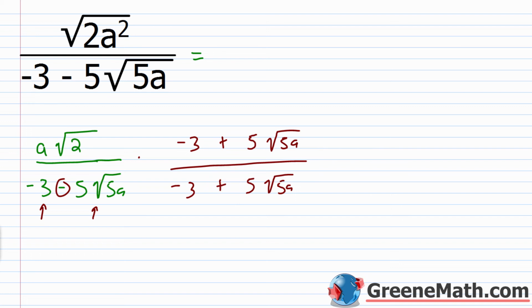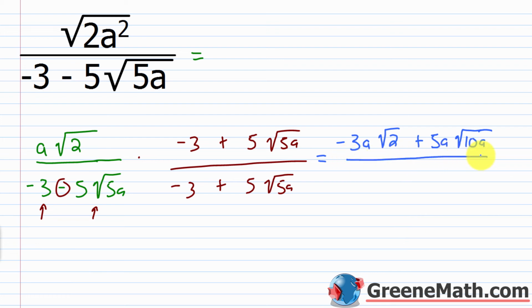Okay. So now that we've worked that out, a times square root of 2 times negative 3 is what? This is negative 3a times the square root of 2. Can't do anything else with that. Then plus, I've got 5 times a, that's 5a, times the square root of 2 times the square root of 5a. So I'm going to write that as the square root of 5 times 2, or 10 times a. So the numerator, nothing else I can do there. It's just going to stay as negative 3a times square root of 2 plus 5a times square root of 10a.